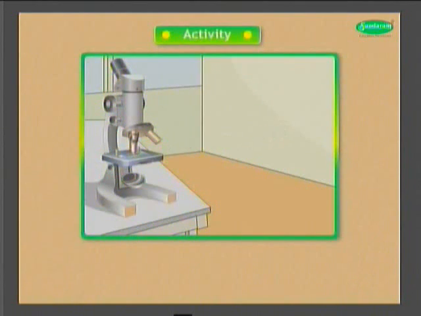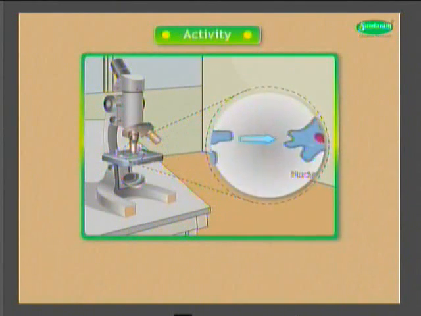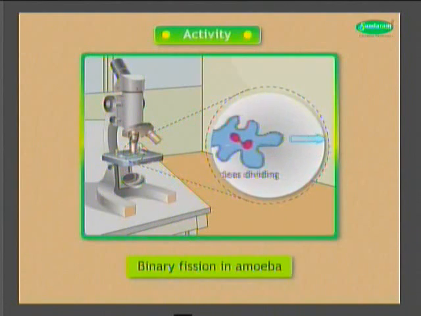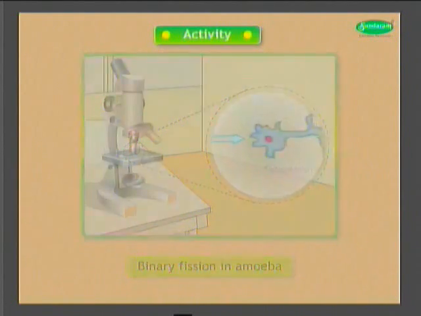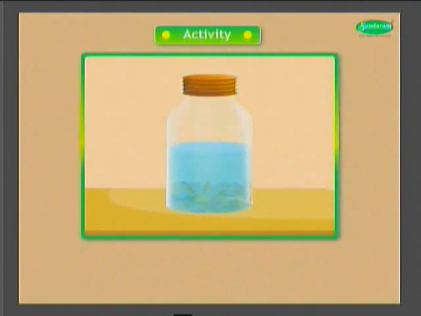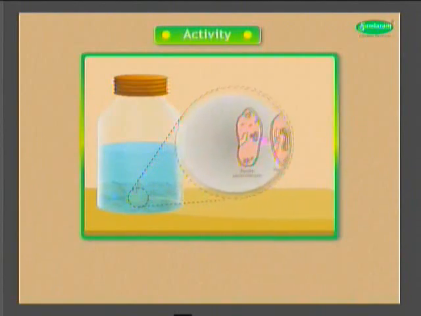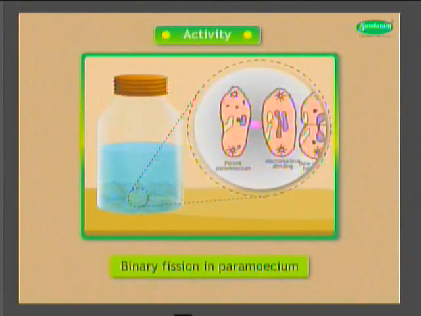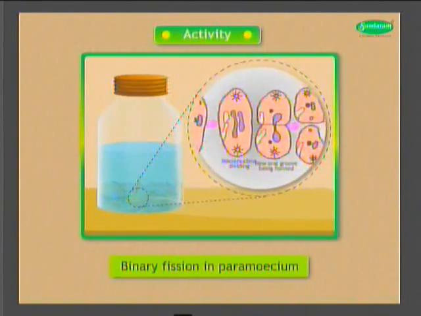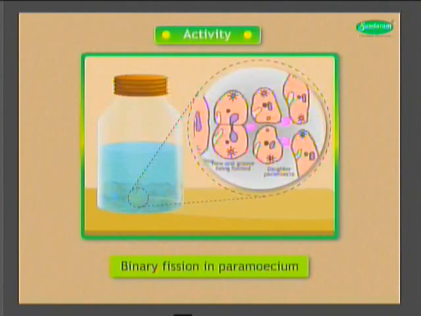Activity. Observe a permanent slide of amoeba showing binary fission under a compound microscope. Allow some aquatic vegetation to decompose in a jar of pond water. In this stagnant bacteria-rich environment, paramecium will often multiply, forming a ring just below the water surface.